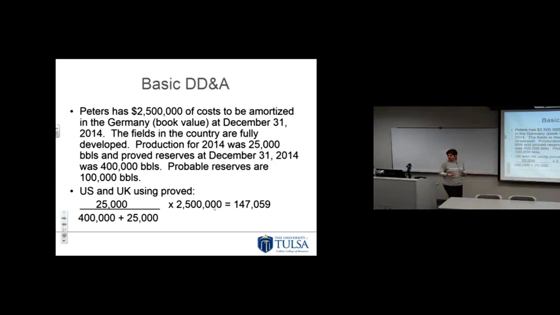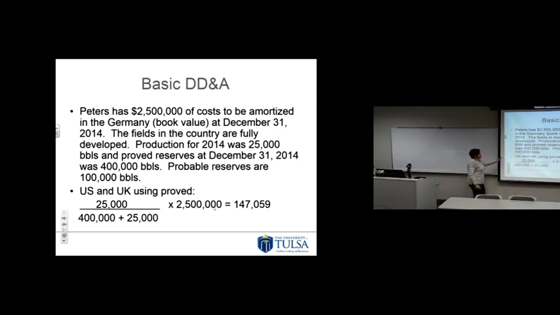Production for 2014 was 25,000 barrels. And proved reserves at December 31, 2014 was 400,000 barrels. Probable reserves are using 100,000. Now, again, U.S. and internationally, if I just use proved, and in the U.S. I have to just use proved. So again, my costs can go either in the numerator or on the other side of the multiplication sign. I can substitute those in either way and get the same amount, whichever way you're more comfortable with.